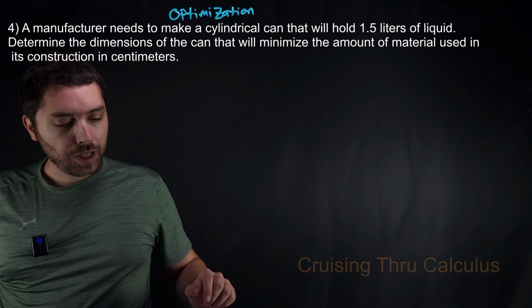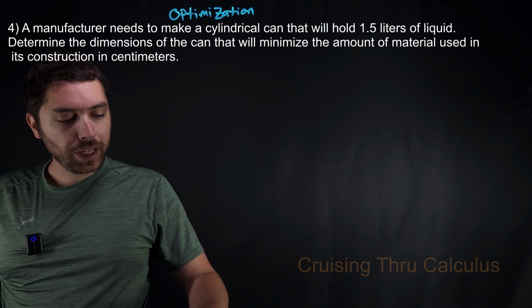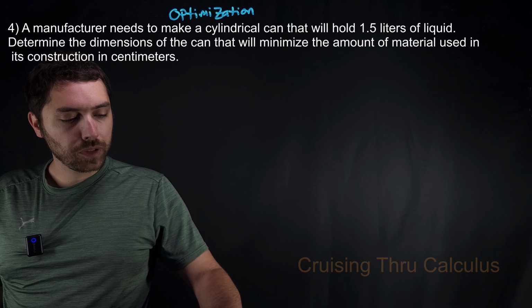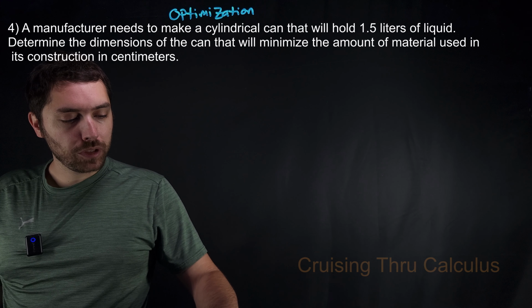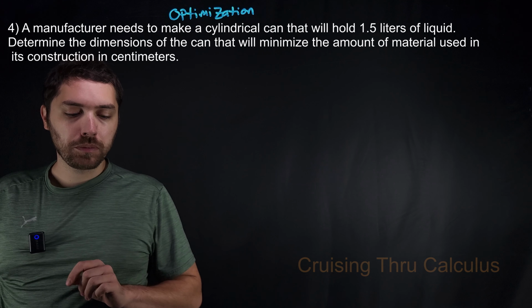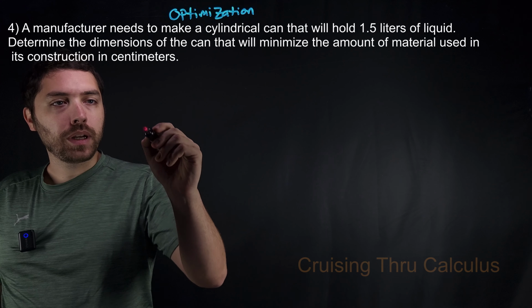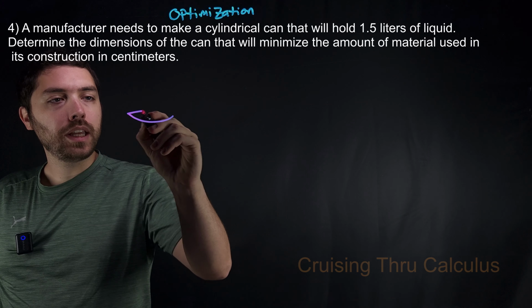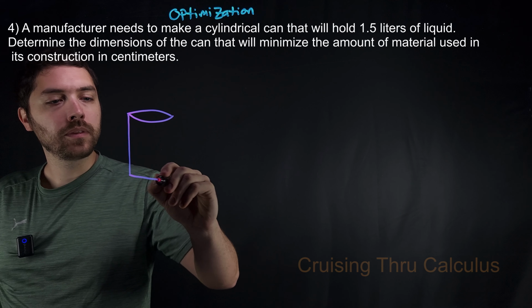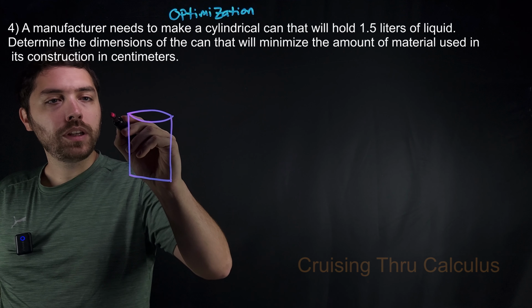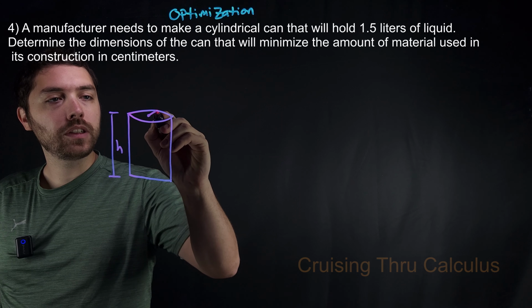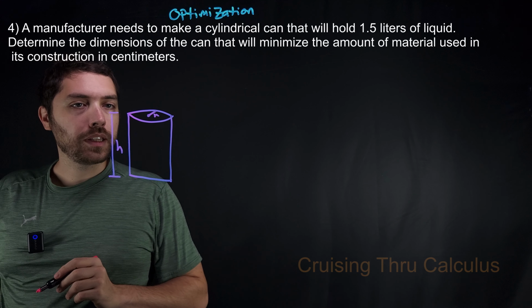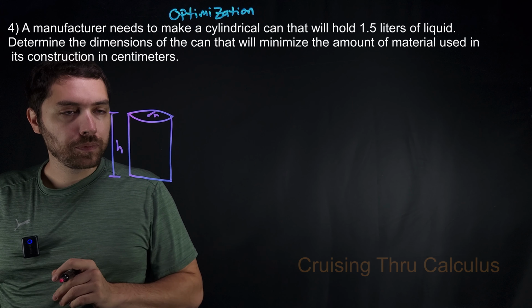Our next problem says, a manufacturer needs to make a cylindrical can that will hold 1.5 liters of liquid. Determine the dimensions of the can that will minimize the amount of material used in its construction in centimeters. All right, let's start by drawing a picture. Let's draw a can here. Now, every can will have a certain height and a certain radius. And believe it or not, I think that's all we have to label just for the moment.